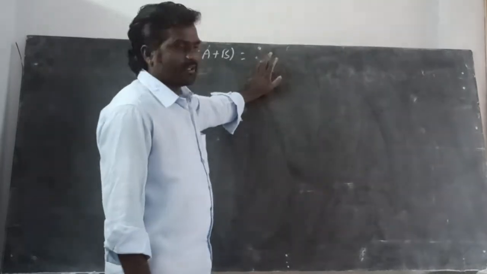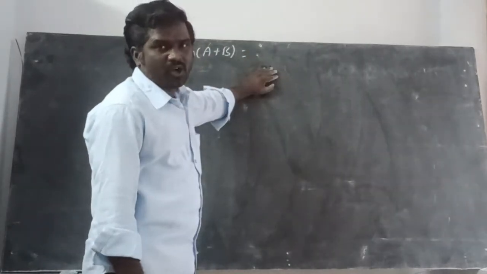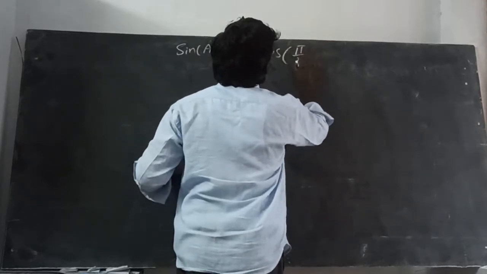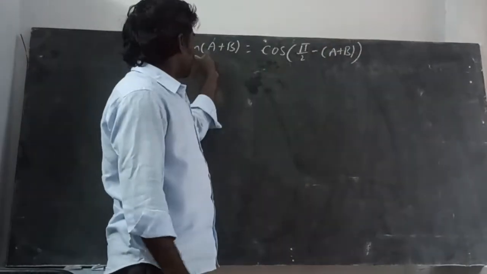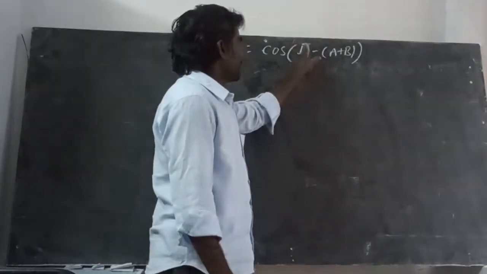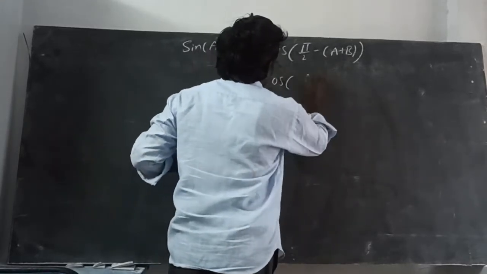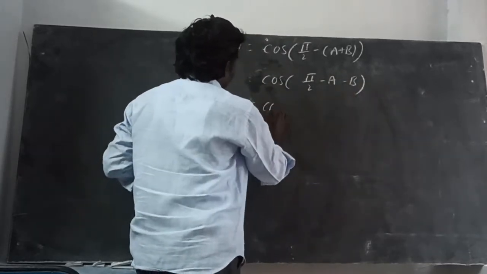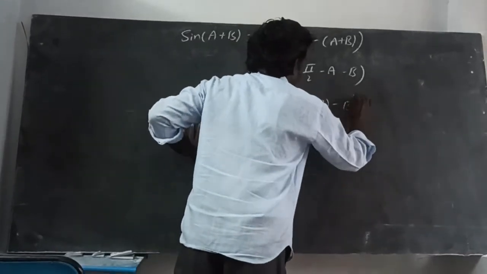Okay, compound angles. Sin of a plus b. Sin's complementary is cos of 90 minus theta. So that is cos of pi by 2 minus a plus b. Sin's complementary angle is cos of 90 minus theta, and pi by 2 is 90. So cos of pi by 2 minus a plus b, which we can write as cos of pi by 2 minus a minus b.